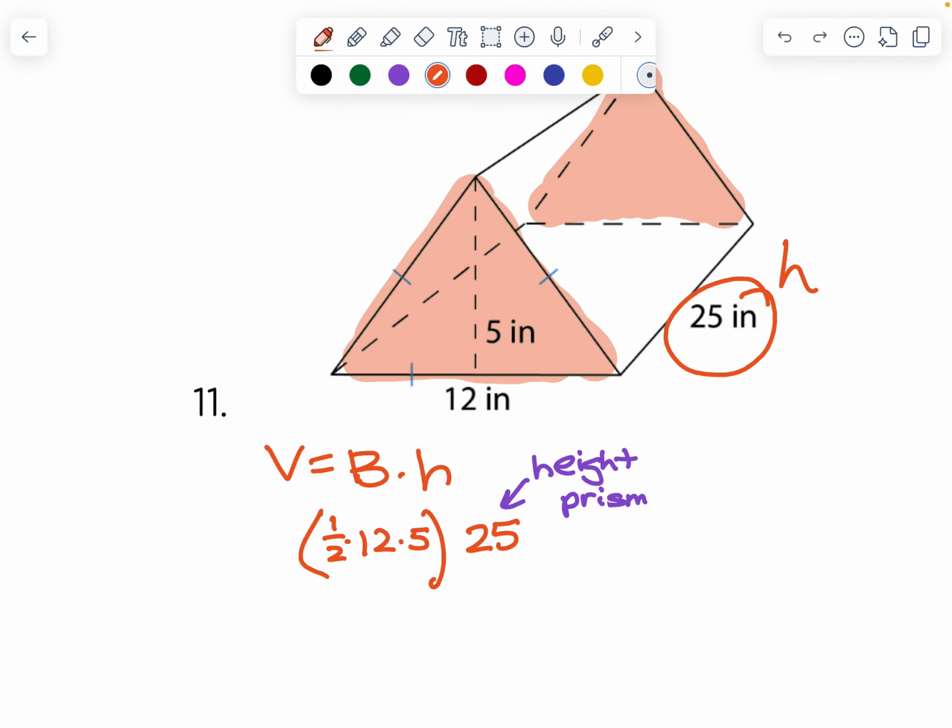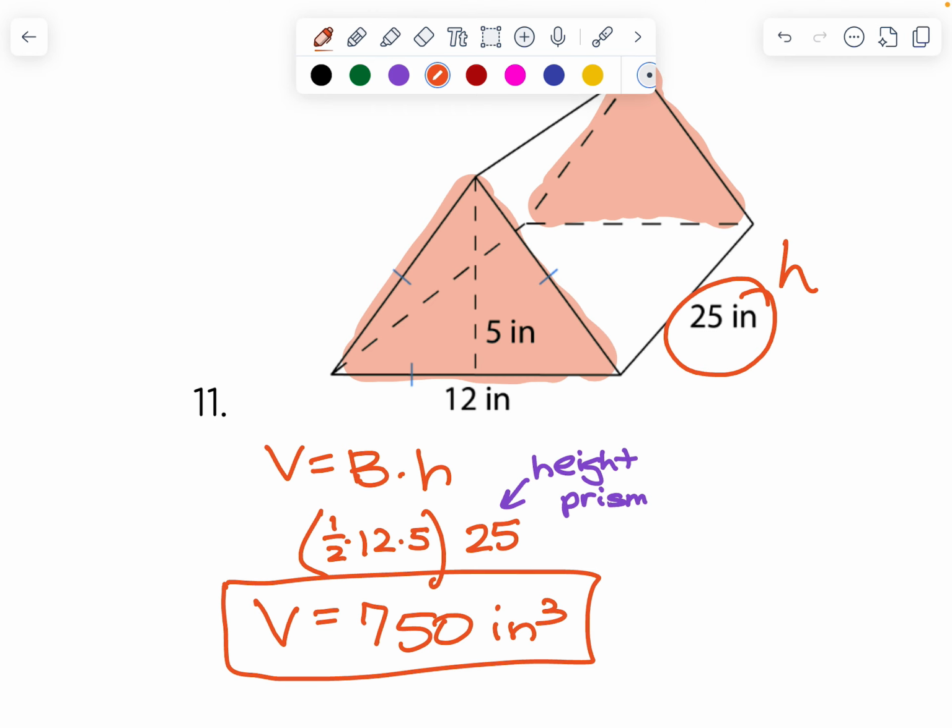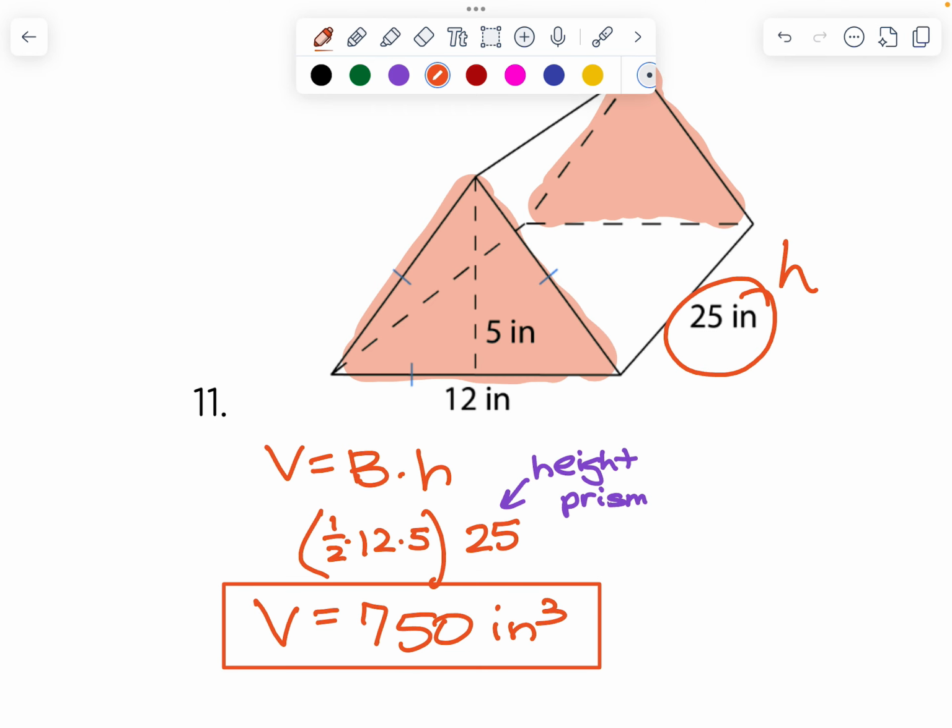All right, plug that into your calculator. I'll tell you, most people missed the half. You forgot you need a half on a triangle. There it is. That's the volume.